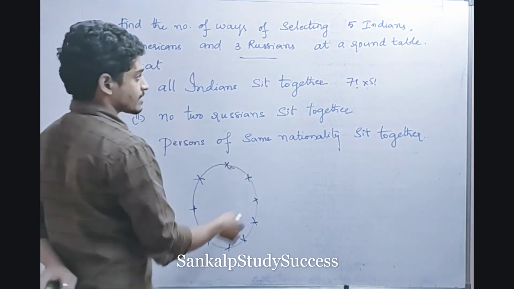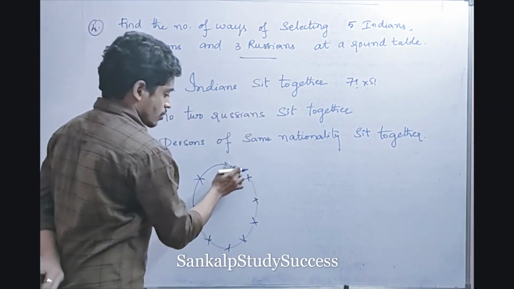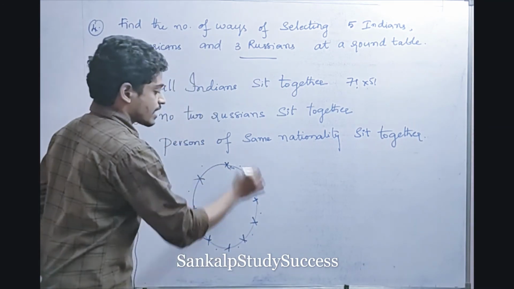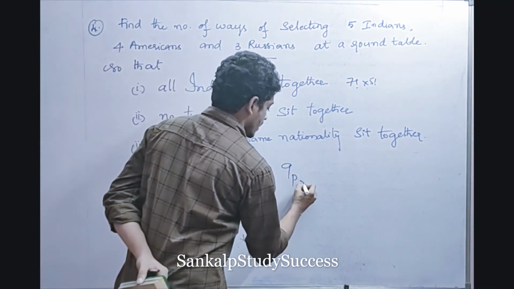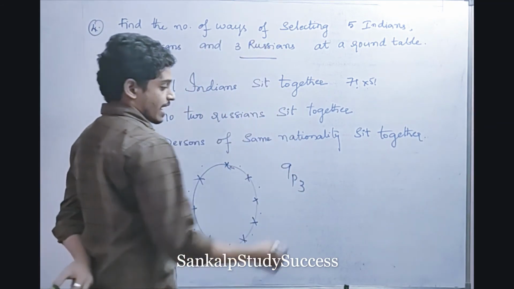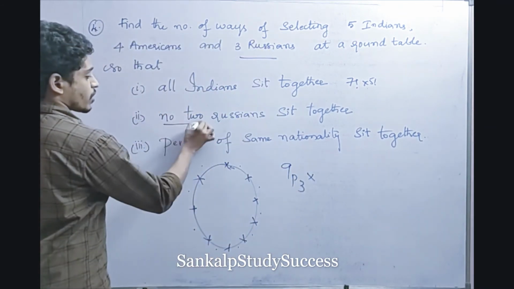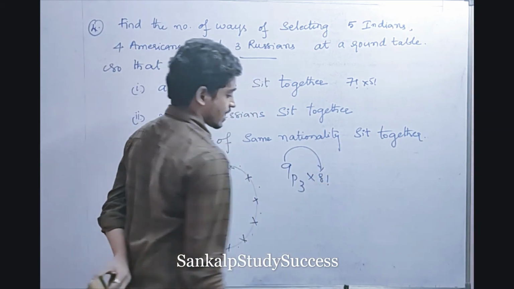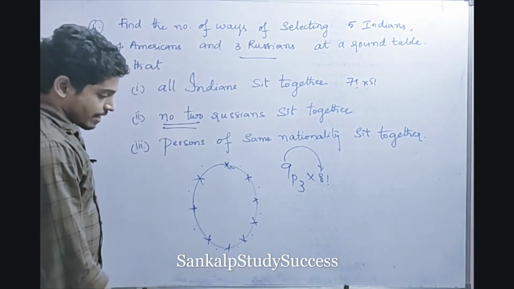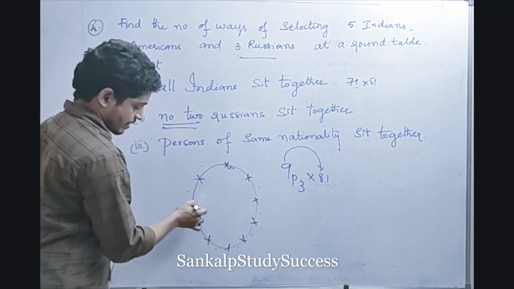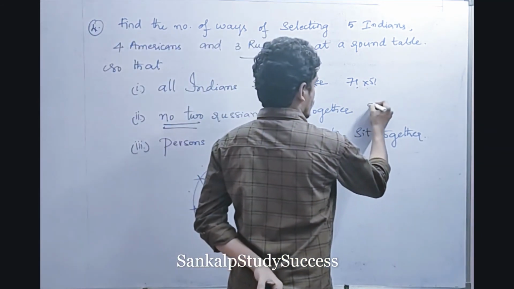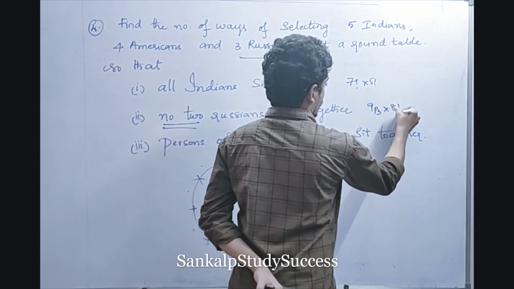So how many places are left in order to keep 3 Russians? 1 2 3 4 5 6 7 8 9. In 9 places 3 Russians have to be arranged, and in no two case, whatever the number, n minus 1 will come here, that is 8 factorial. Fine friends, 6 7 8. So 9P3 into 8 factorial is the answer.